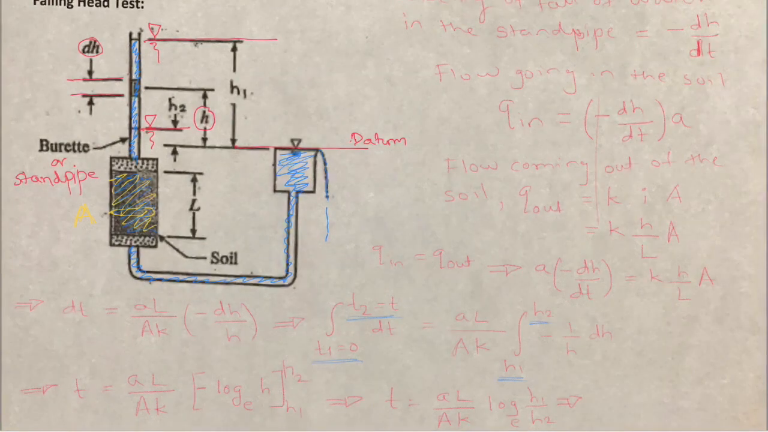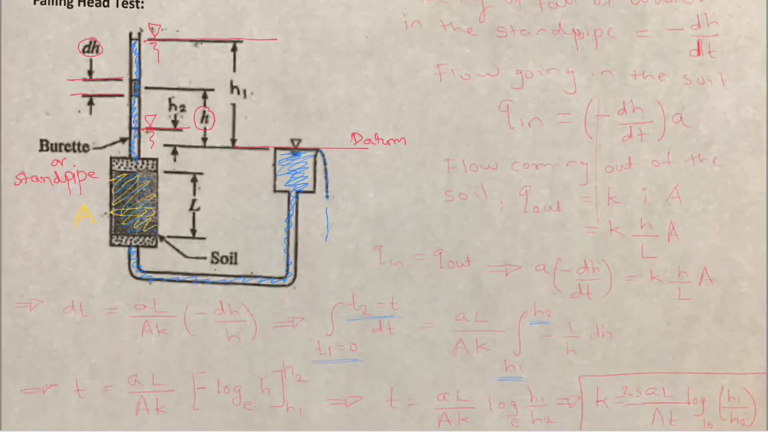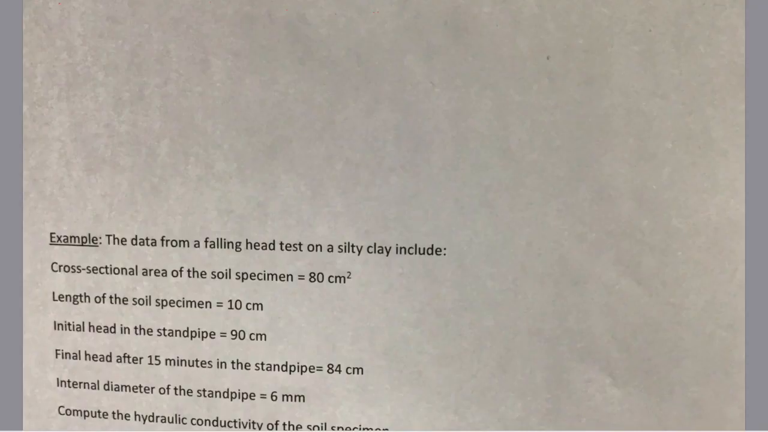So if we want to convert that to log to the base 10 and find the permeability, we rearrange the equation. We get K equals aL divided by At times log to the base 10 of H1 divided by H2, and to convert from natural log to base 10 we have to multiply this by 2.3. So this becomes our final equation for the falling head permeability test, which is also in your instructions. Okay, so let's do a quick example.